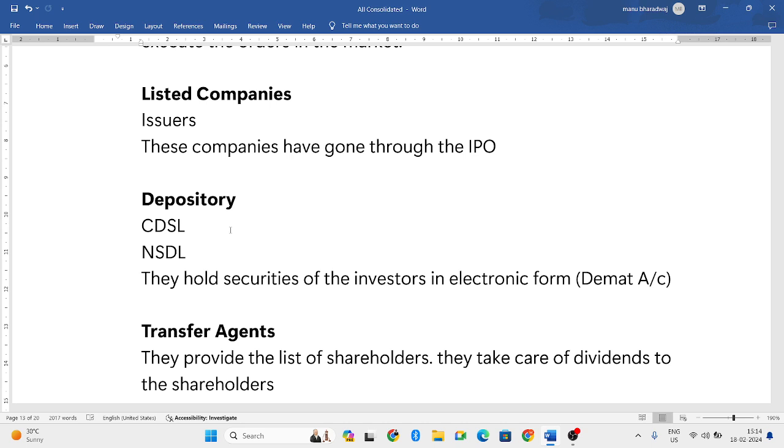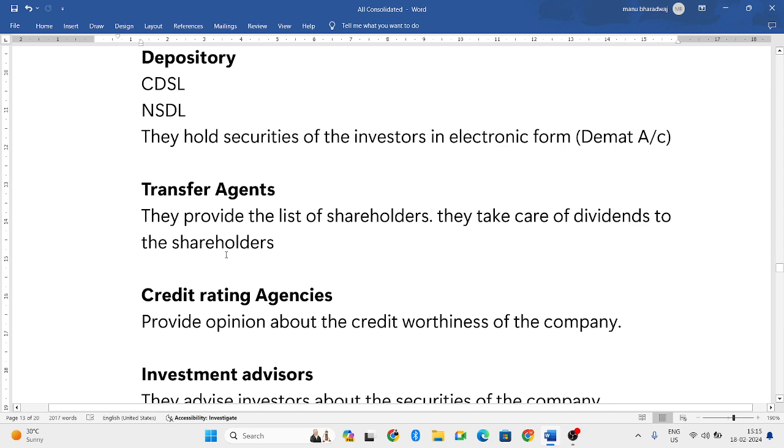In short, it is known as demat account. So all your securities and all the investments are held in the electronic and digital form. Next is transfer agents. So transfer agents, what they do, they give the list to the company of all the shareholders. So who are all the shareholders of that organization? They provide the complete list of holders of the investments. So even they do take care of the dividends of the shareholders. All those are taken care by transfer agents.